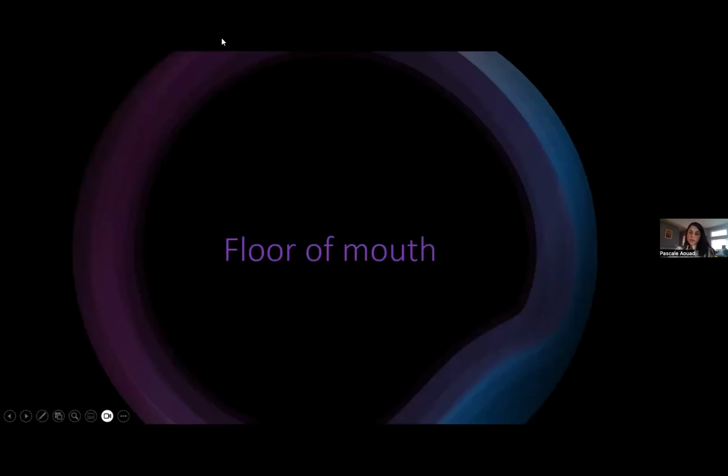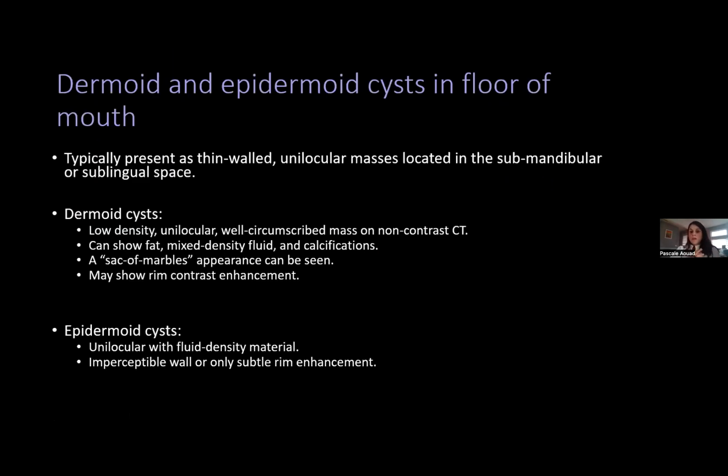Now switching to floor of mouth lesions. Dermoid and epidermoid cysts in the floor of mouth will typically present as a unilocular, thin-walled mass. They can be located either in the submandibular or sublingual space. Again, dermoid cysts will be a low density, unilocular, well-circumscribed mass on non-contrast CT. They can show fat or mixed density fluid and calcification. They can have a sack of marbles appearance due to the fat droplets that coalesce together to form this appearance, and they may show a rim of contrast enhancement.